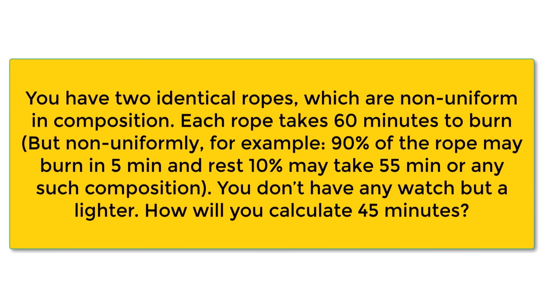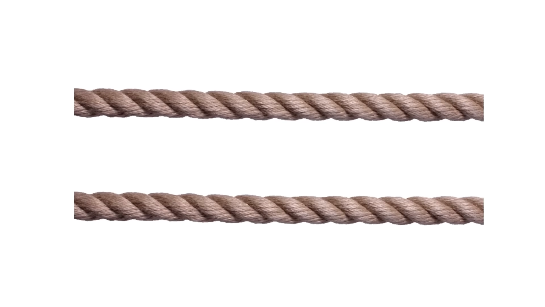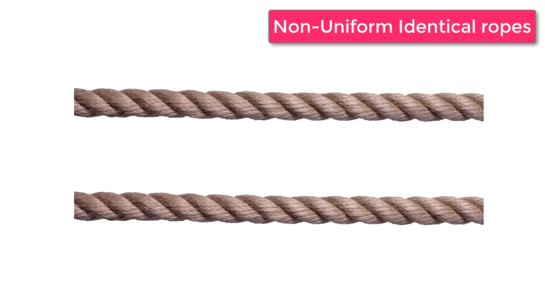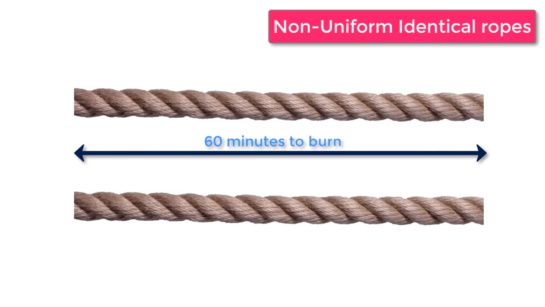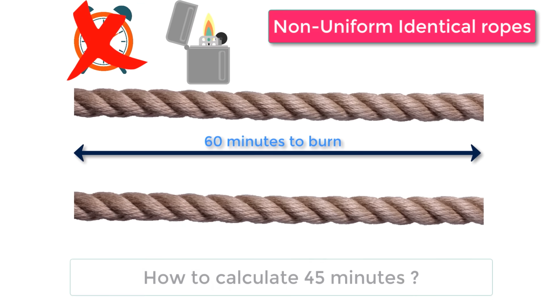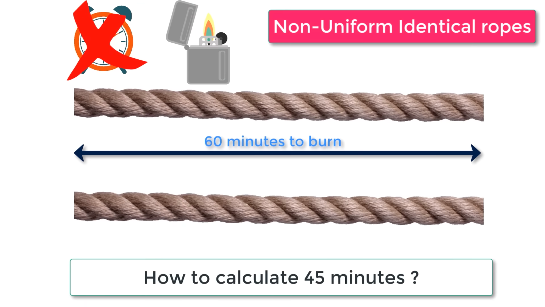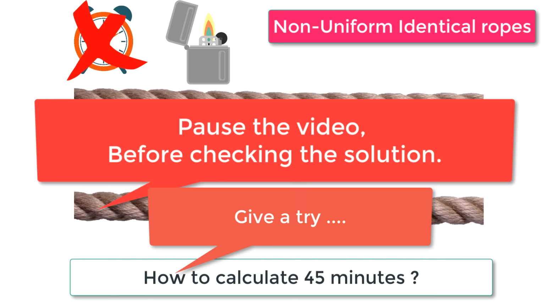So I will repeat the puzzle. You have 2 identical ropes which are non-uniform in composition, and each rope takes 60 minutes to burn, but their composition is non-uniform, meaning 90% of the rope may burn in 5 minutes and the rest 10% may take 55 minutes, or 80% of the rope may burn in 5 minutes and the rest may take 55 minutes, or any such composition. You don't have any watch but a lighter. So the question is, how will you calculate 45 minutes? Let's check the solution now.